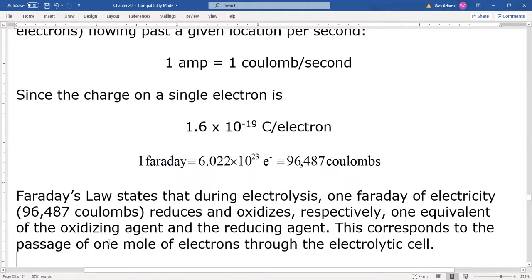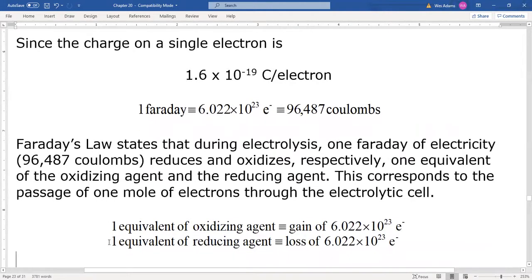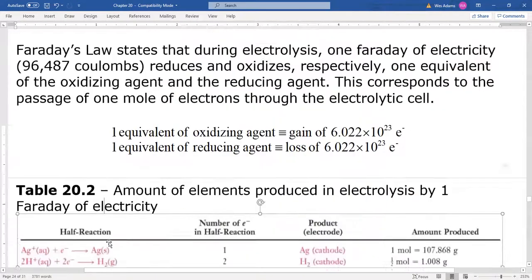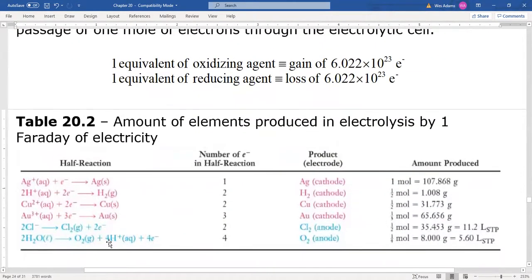So 1 Faraday of electrons represents those 96,487 coulombs, and that will reduce one equivalent or 1 mole of a substance, or that'll be the amount of electrons produced by the oxidation and the passage of 1 mole of electrons through the electrolytic cell. And so oxidizing or reducing one equivalent is equal to a mole of electrons lost or gained. Here's a table showing that one equivalent. So 1 equivalent of electrons, or 1 Faraday of electricity, reduces 1 mole of silver, or 107.8 grams.